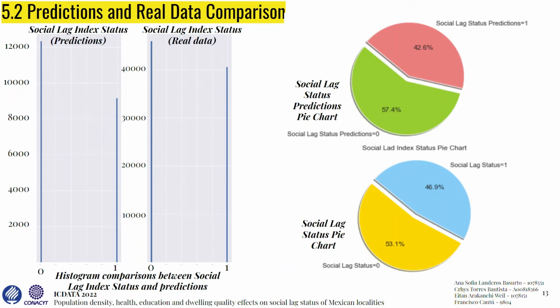And the output values of this binary variable are, obviously, 0, which means that there isn't social lag, and 1, where there is social lag. And from this result, the most predominant value in both predictions and actual results is 0, with similar behaviors, more than half in both cases, showing that they do have a very distinctive pattern.